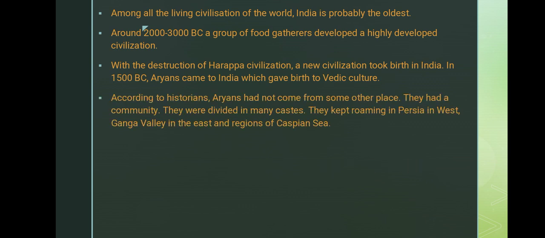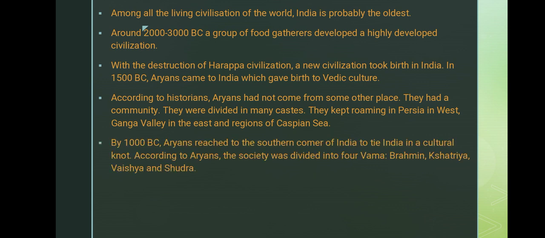According to historians, Aryans had not come from some other place. They were a community divided into many castes. They kept roaming in Persia in the west, the Ganga Valley in the east, and regions of the Caspian Sea. By 1000 BC, Aryans reached the south corner of India to tie India in a cultural knot.